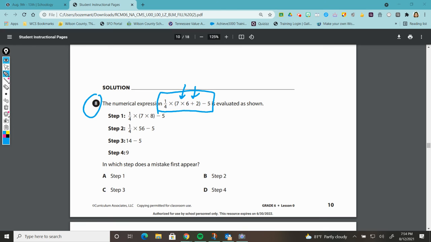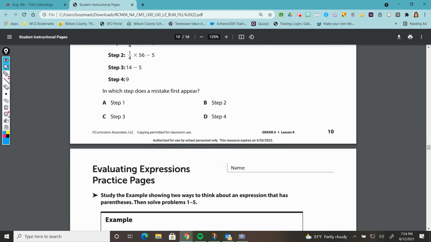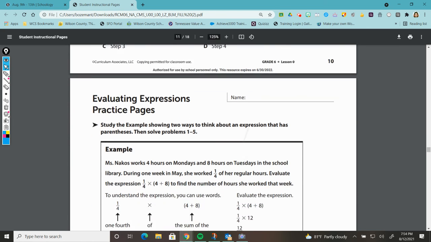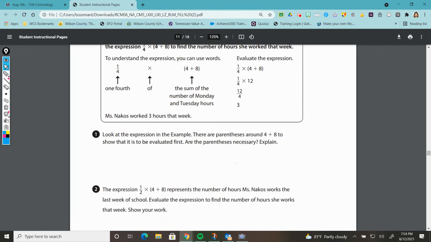Because what you're going to do is look at the steps that this person took to solve that expression, and you're going to decide which step has the mistake. And there is a step that has a mistake. If you need help with number 6 or number 8 in this Apply It section, please ask your parents to let me know, and I can Zoom with you, I can GoGuardian chat with you, any way that we can to help you understand these problems.